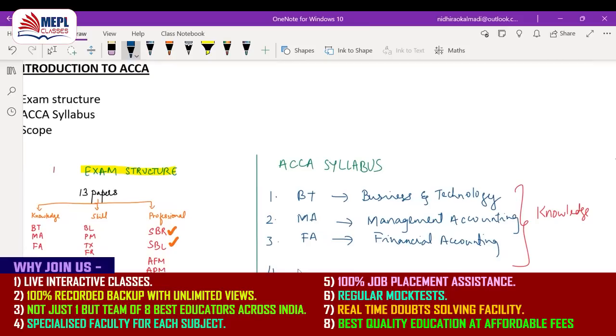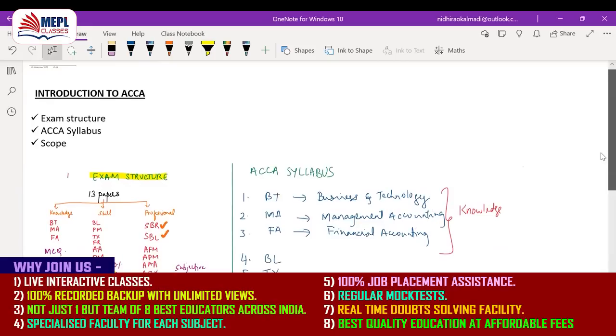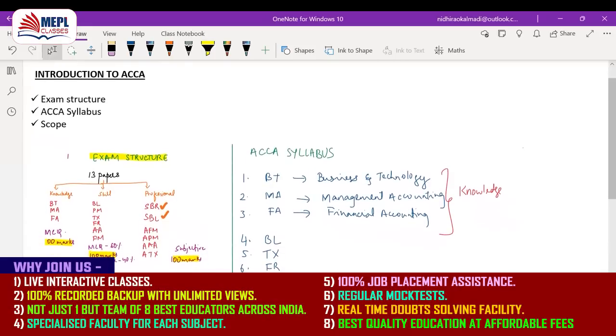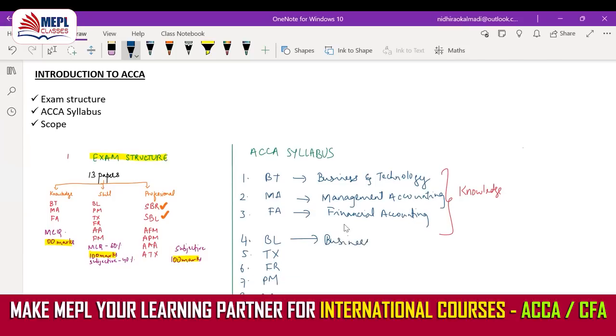That is business law, taxation, financial reporting, we also have performance management, audit and assurance, and financial management. So talking about business law, here we are going to talk about the corporate business law. This is also purely an MCQ based exam.